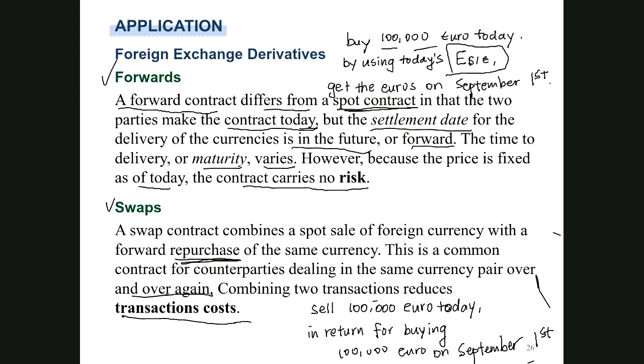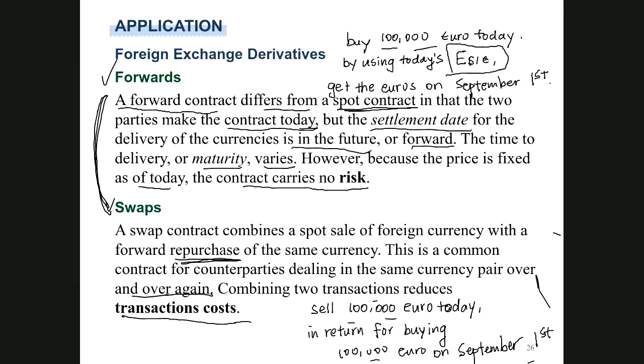You want to change that back into US dollars, but you still want to buy euros in the future. So you just sign a contract with the bank that you're exchanging today's 100,000 euro for the future's 100,000 euro.